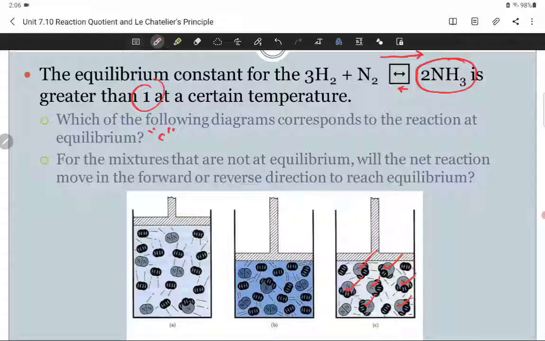For the mixtures that are not at equilibrium, will a net reaction move in the forward or reverse direction to reach equilibrium? It's tough to... I guess we're taking a snapshot of this, so I think these are mostly reactants, so this is going to have to move towards the product, and same with this one here. Okay.